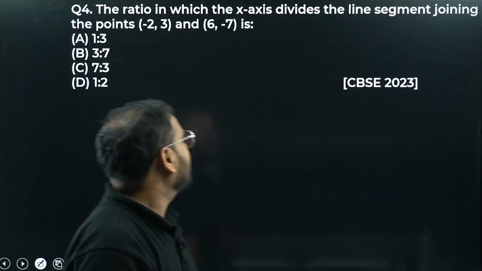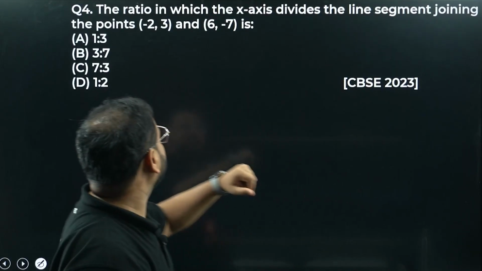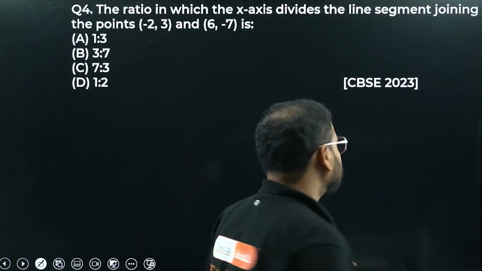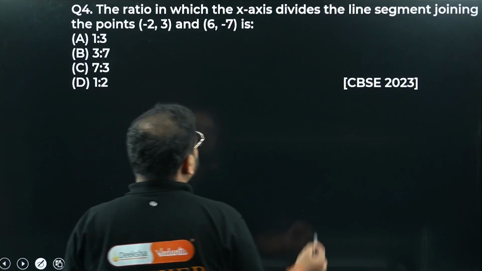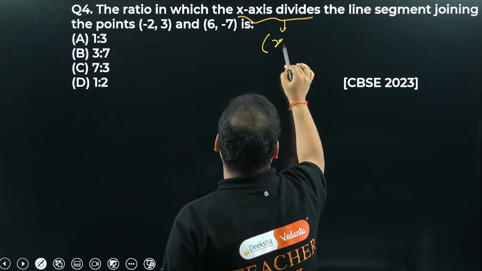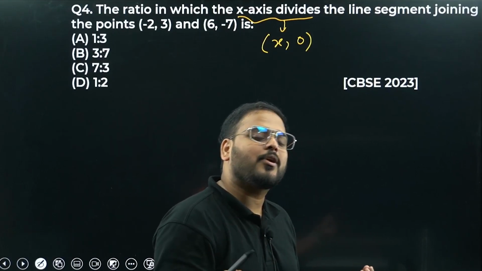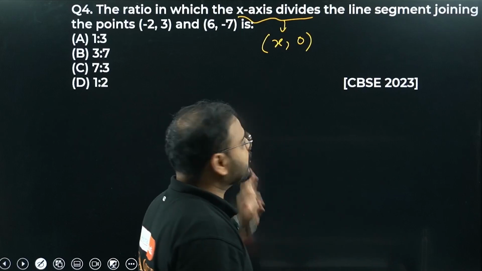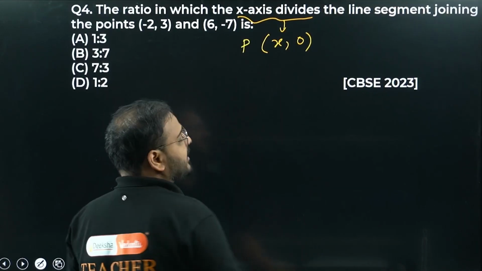Chaliye. Any other comments you have, let me know in the comment section. Yes? Great, sir. Okay. The ratio in which the x-axis divides the line segment joining these two points is what? I've done a question like this in my regular concept session, but we'll see it now. X-axis means what? X-axis means, sir, x coordinate I don't know, but y coordinate is 0. All of you agreed? X-axis means what? X coordinate can be anything, but y coordinate is always 0.